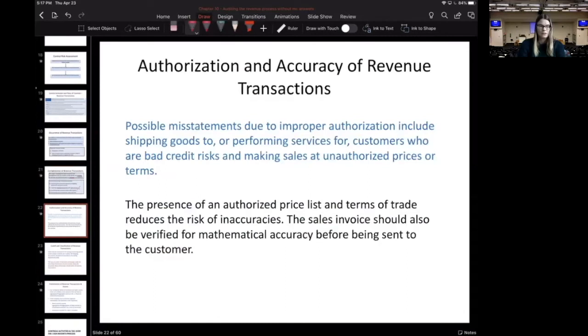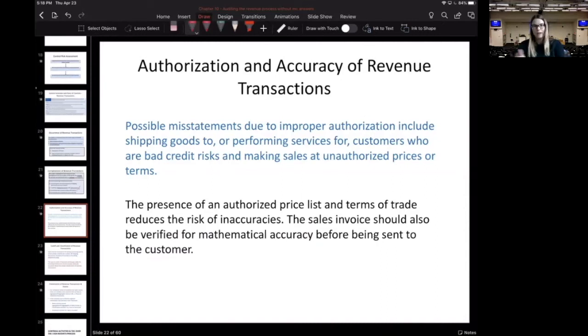Authorization and accuracy. Right, so we're worried about, on the one hand, improper authorization, which could be me shipping goods to customers who are bad credit risk, who never should have been approved for that credit in the first place. They're possibly going bankrupt, they can't pay me. Or it could be me shipping stuff to them at the wrong price, or it could be other types of accuracy issues, right?